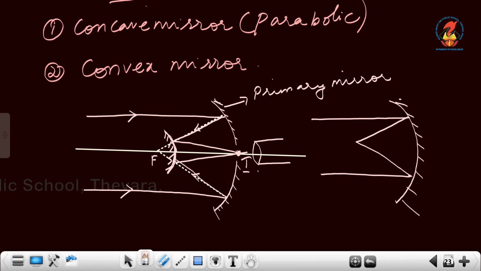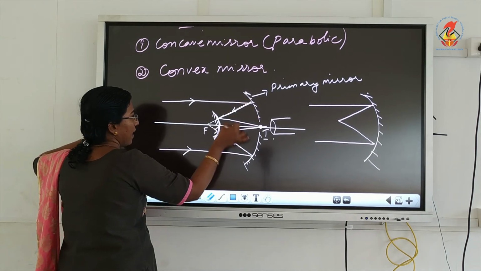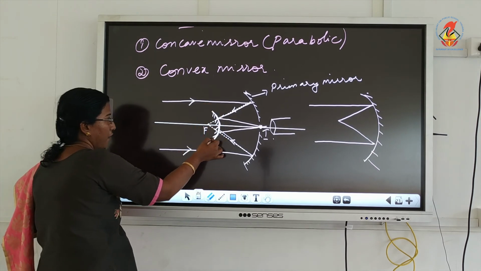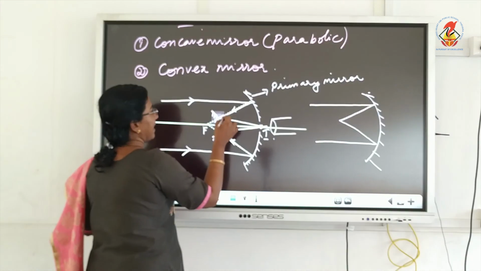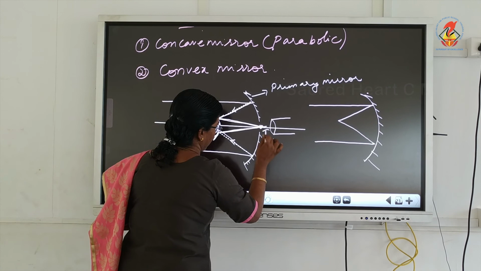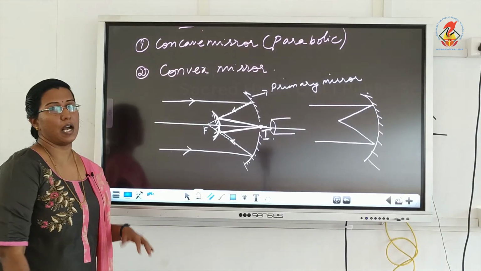The rays from the distant object come and are incident on the concave mirror, and get reflected, and before meeting at the focus, what happens? There is a convex mirror kept in front of it. So the rays get incident on the convex mirror, and from there they get reflected again and meet at a point where the final image of the distant object is formed, and this final image is viewed using an eyepiece.